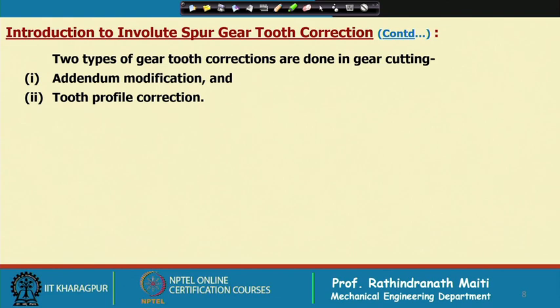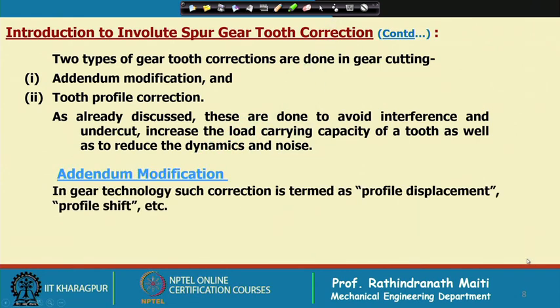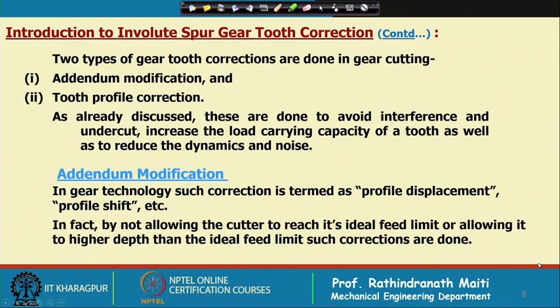Normally, profile shifting and addendum truncation, or adding to the addendum, is the general way of correction. This is done simply by withdrawing the cutter, or not allowing the cutter to cut into full depth, or allowing the cutter to cut into more depth. So, that type of correction is widely used, and from next onwards we shall consider only addendum modification and profile shifting. In gear technology such correction is termed profile displacement or profile shift, which I have mentioned. In fact, such corrections are done by not allowing the cutter to reach its ideal feed limit, or allowing it to go to a higher depth than the ideal feed limit.